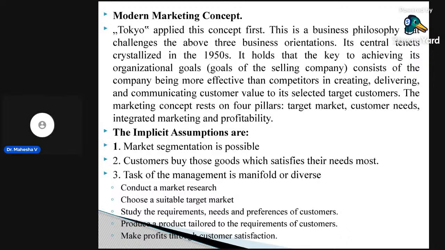Always, the management of the company tries to concentrate on how best they can modify, how best they can diversify their existing line of business. Otherwise, if they cannot, they will not be able to survive in the market.